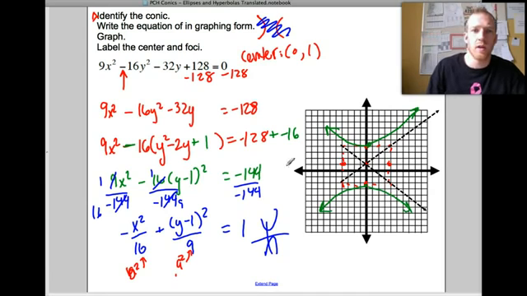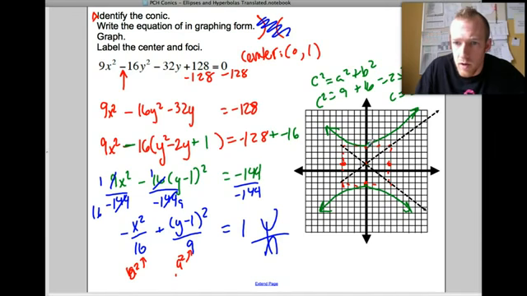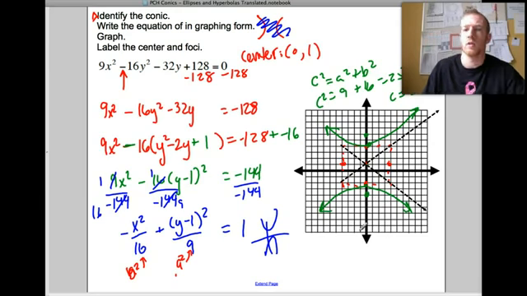And then if we want to find the foci, we use the c squared equals a squared plus b squared in this case. So that's going to equal 9 plus 16 equals 25. So c equals 5. So from the center you go up 3, 4, 5. Then from the center go down 3, 4, 5. There it all is.